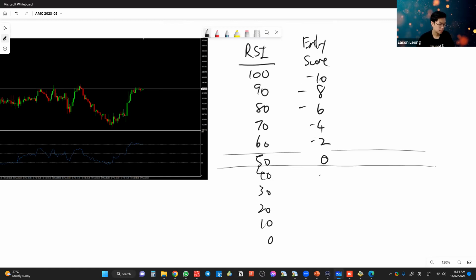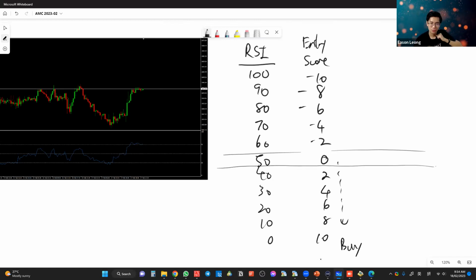Then the lower part is 0, 2, 4, 6, 8, 10. The lower it goes, the better the opportunity to buy. If the RSI drops all the way to 0, sure, go buy. If the RSI goes all the way up to -10, it's a very good chance for you to sell. Meaning that right now, it's no longer just 70 sell, 30 buy. It's numbers here.